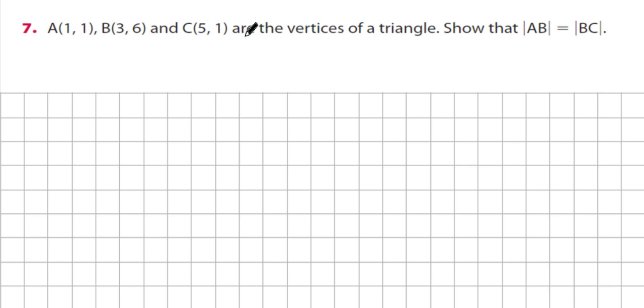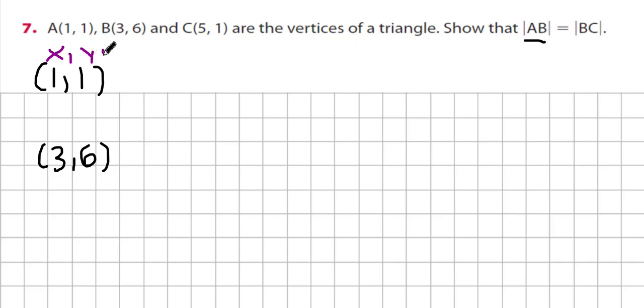And C. Your job is to find out the length of A to B. You write down point A, you write down point B, and you allocate them whether they're x1, y1 or x2, y2. So what do you want to call this one? x1 and y1. It doesn't matter which way you call it. And this one is x2 and y2.